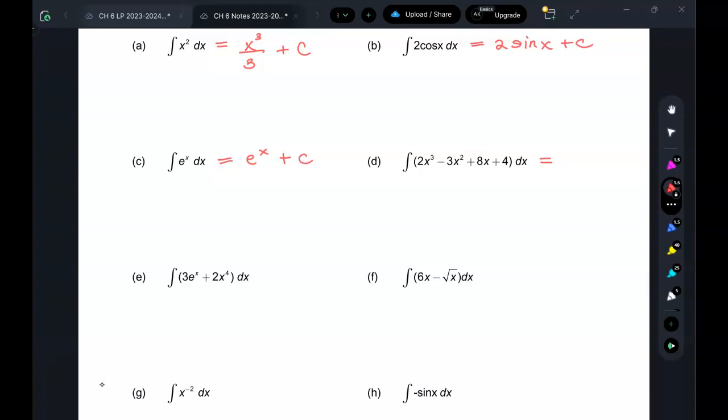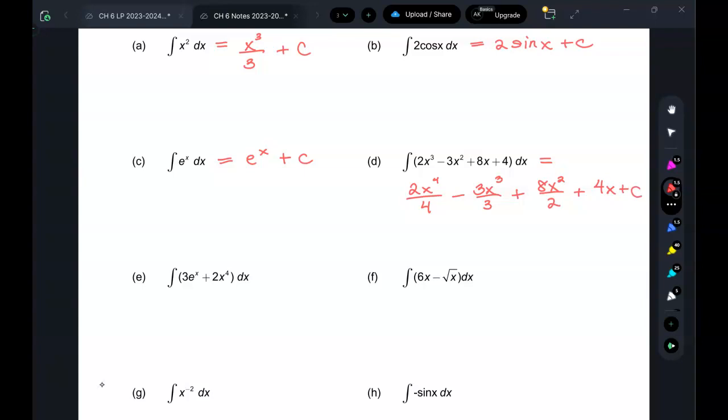So if it's 2x to the third, it will be 2x to the fourth over 4, which we can reduce, which we're going to want to, minus 3x cubed over 3 plus 8x squared over 2. What happens with the constant at the end? 4. Okay, so it has a power of 0, so it becomes 4x plus c.